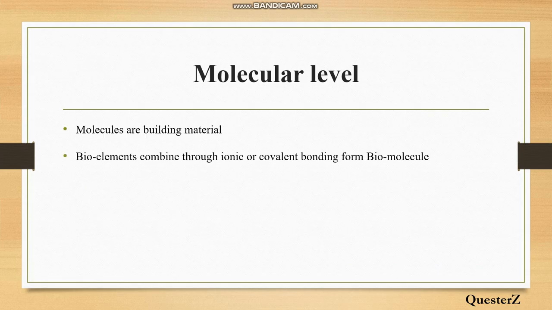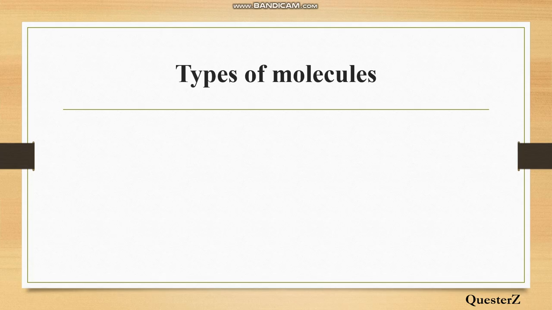Bioelements combined through ionic and covalent bonding form biomolecules. Bioelements including oxygen, carbon, hydrogen, nitrogen, phosphorus that we studied in the previous slide form the biomolecules. Hundreds of different types of biomolecules are present in an organism. We have divided these into two types: micromolecules and macromolecules. Micro stands for small and macro for larger.